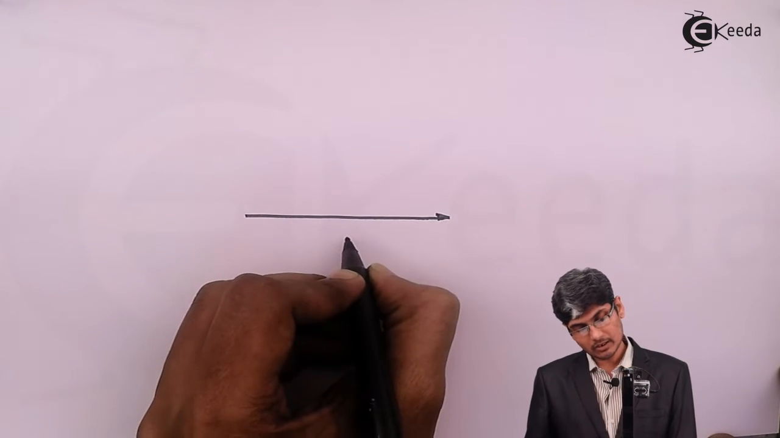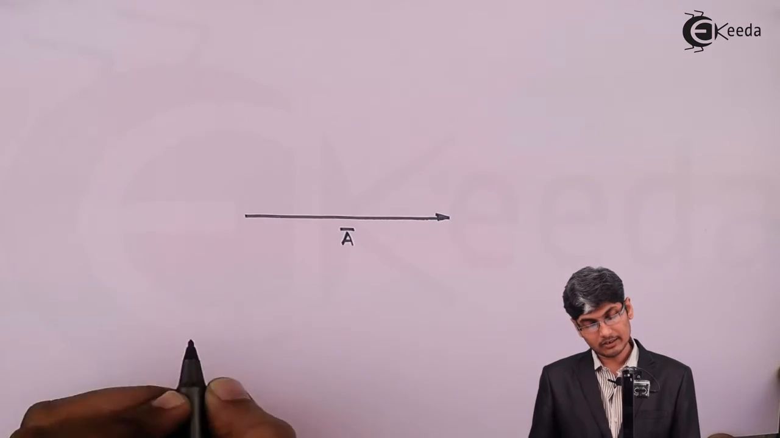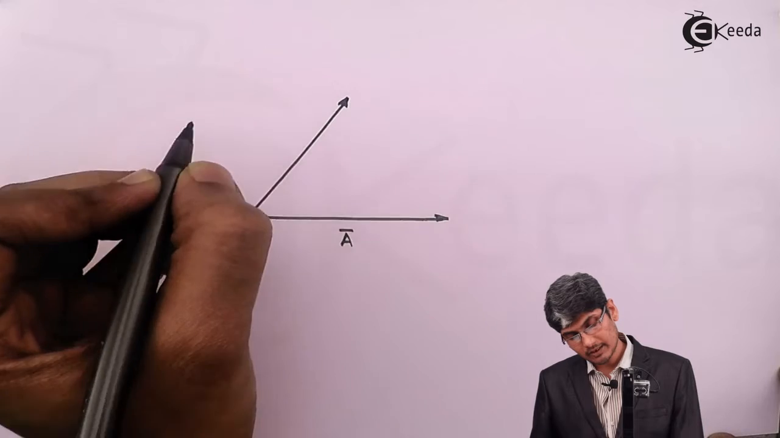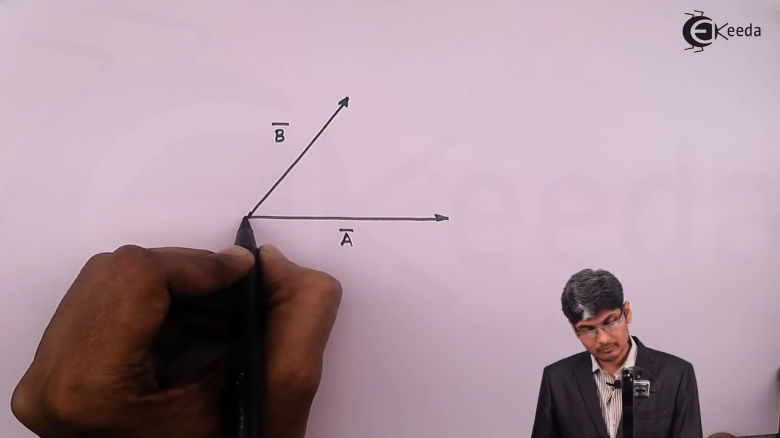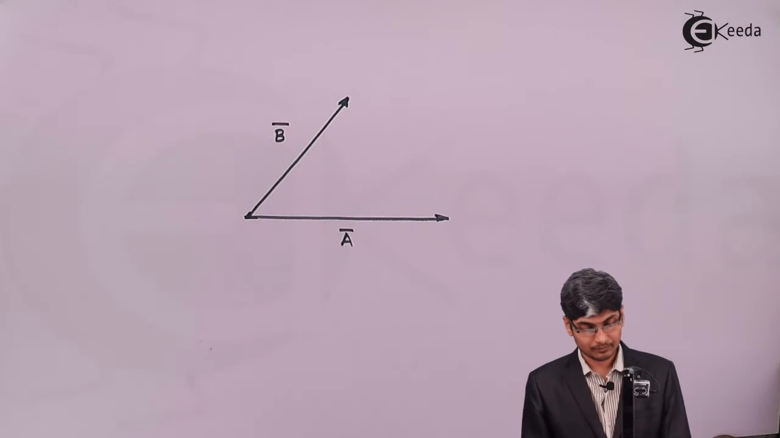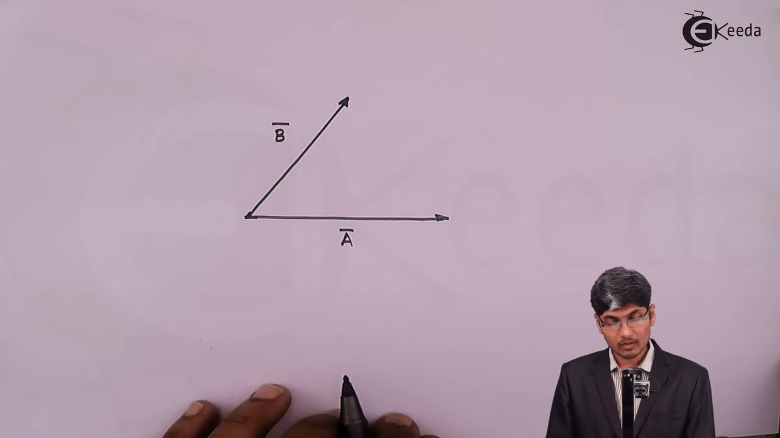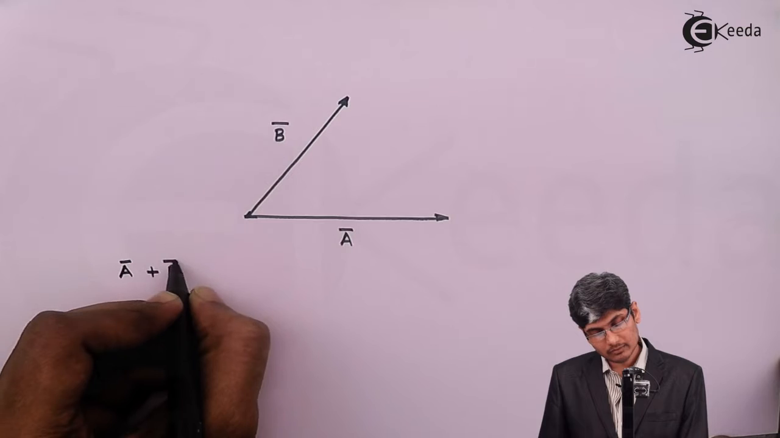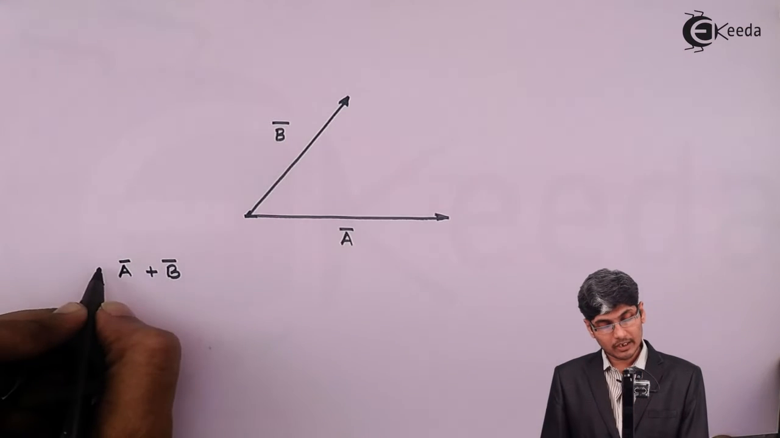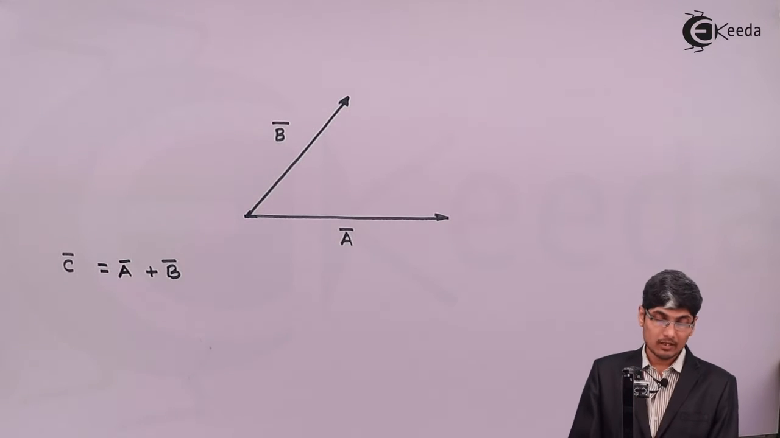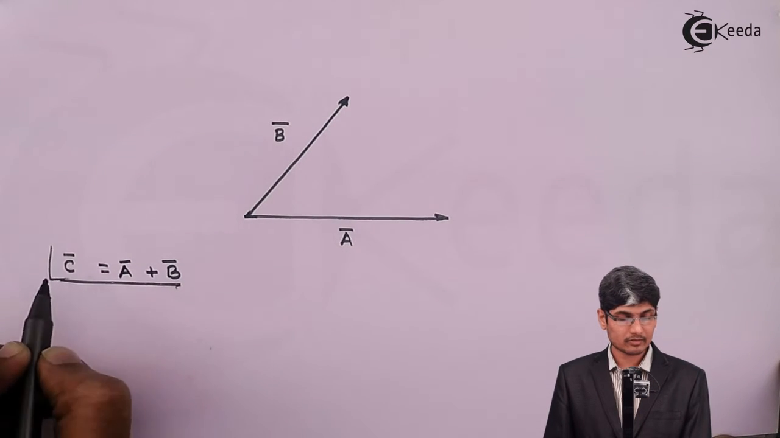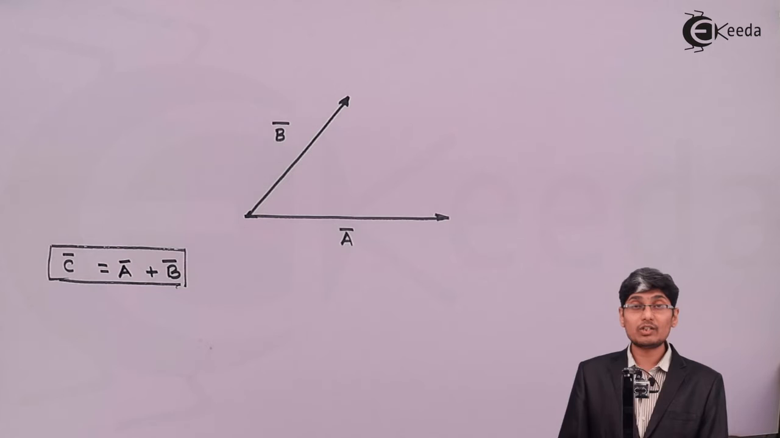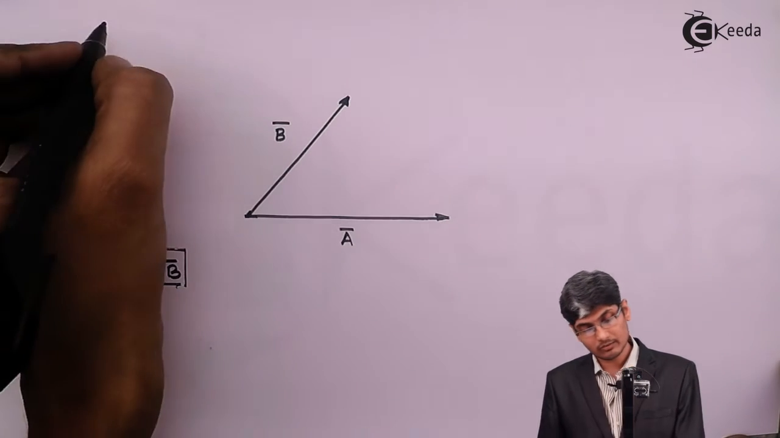Now let's say I have two vectors, vector A and another vector B, of some magnitude and some direction. Now, both are in the same direction. The question is, what will be vector A plus vector B? Of course, the result will be vector C. But how should we calculate this sum, A vector plus B vector? And with this, we have successfully entered what is called vector algebra.